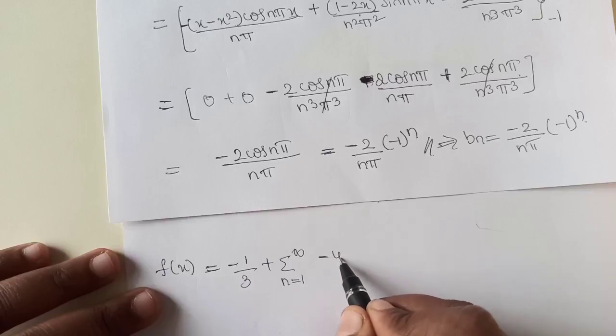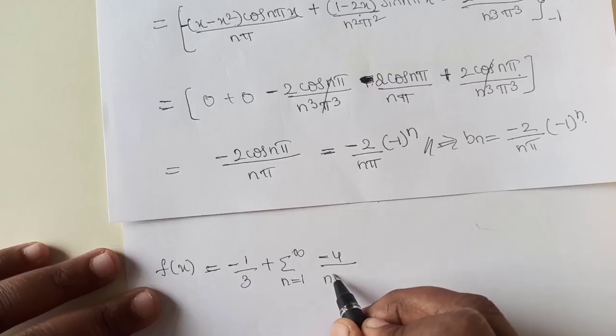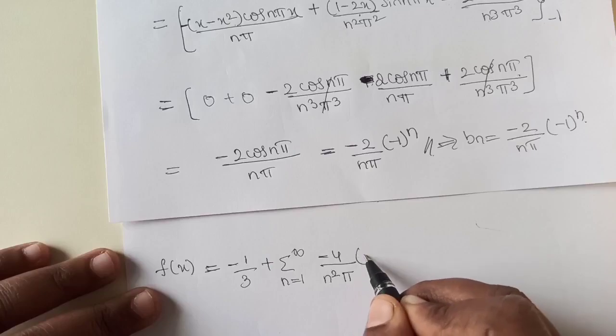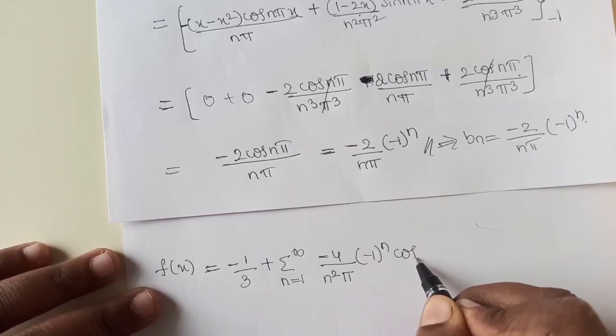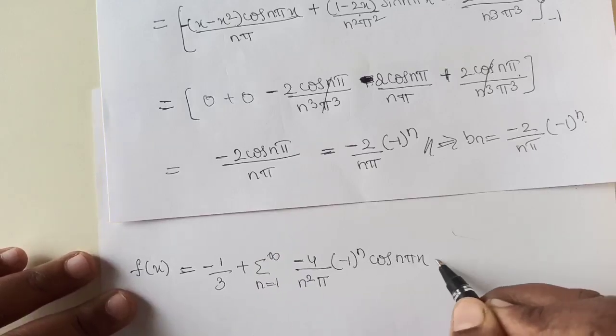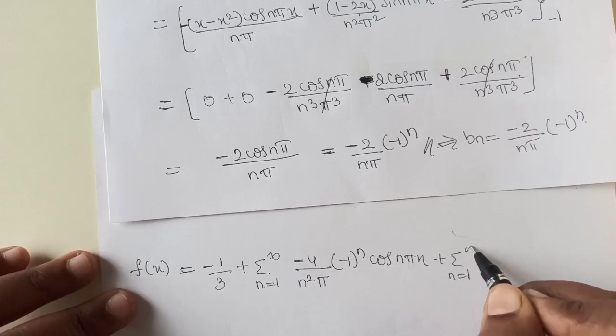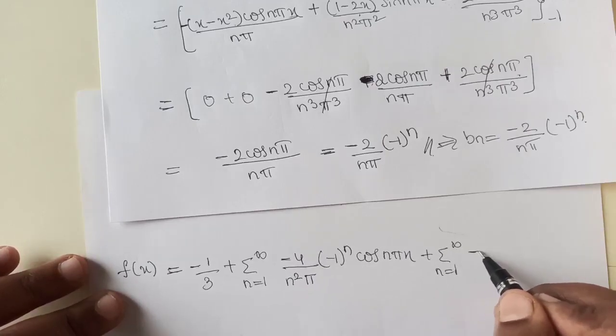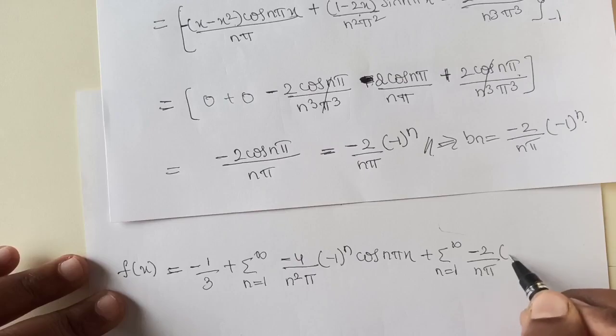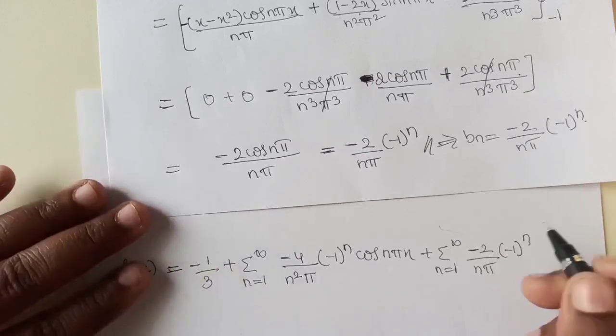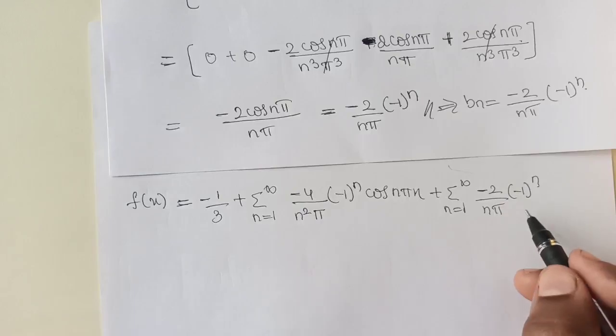Plus summation n equals 1 to infinity, the an value is minus 4 divided by n square pi square, minus 1 raised to n, cos of n pi x, plus summation n equals 1 to infinity, the bn value is minus 2 divided by n pi, minus 1 raised to n. Okay, this is the required Fourier series.